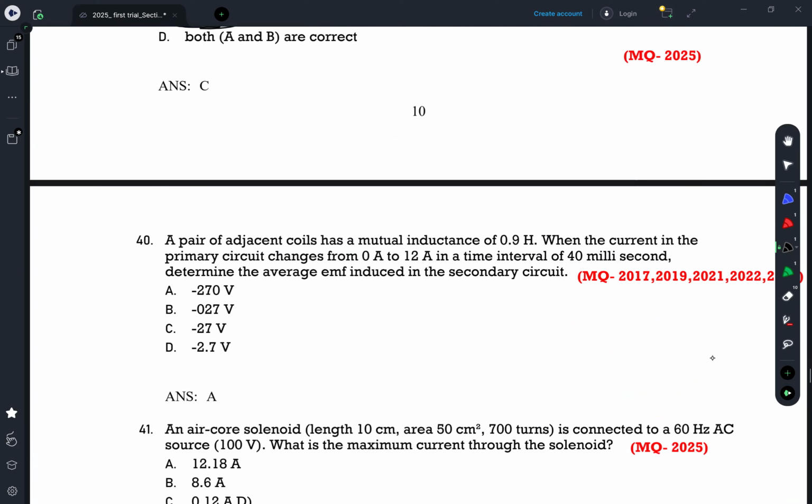Question number 40 is repetitive. It is 1, 2, 3, 4, 5 times repeated. Without a question, it is mutual inductance.